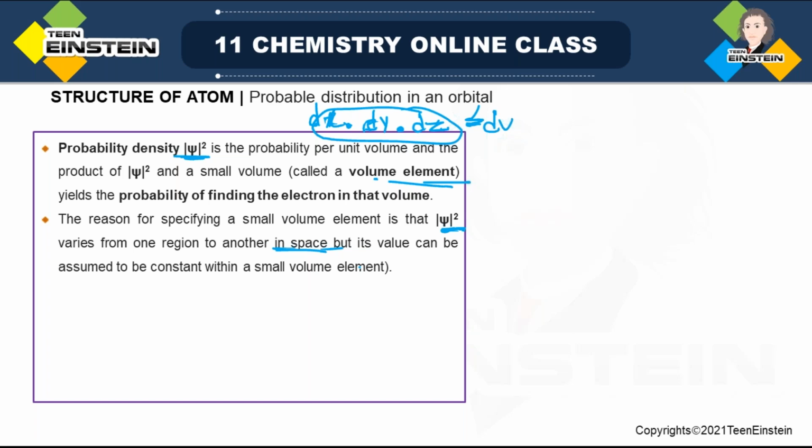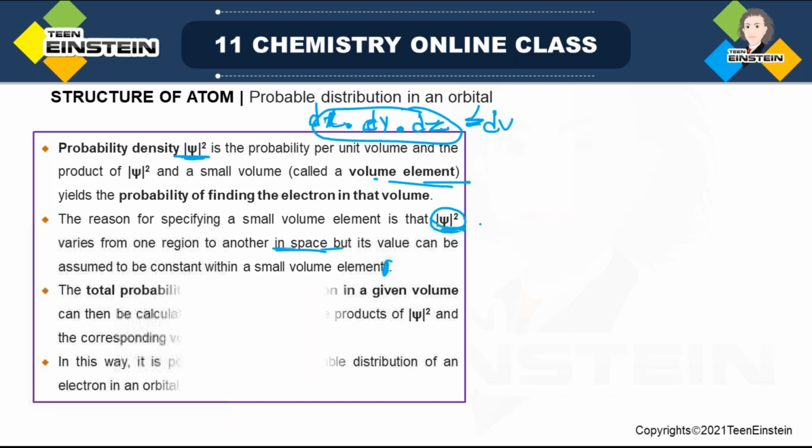It will not change because the volume is very small. But suppose you are considering a large region, obviously chi square will change its value. So that is why when we multiply chi square with a small volume element, it will give you the probability of finding the electron in that particular volume. And if it is a very small volume, obviously the probability of finding the electron will be constant.